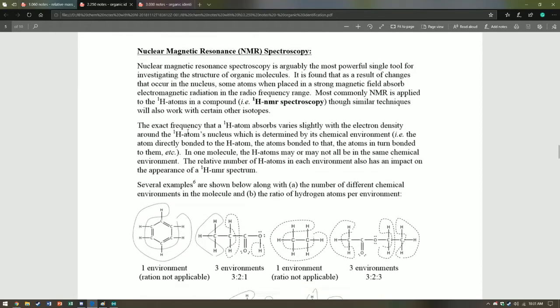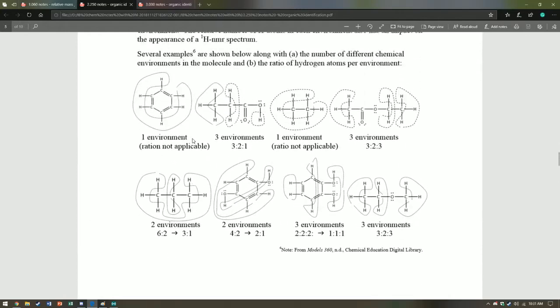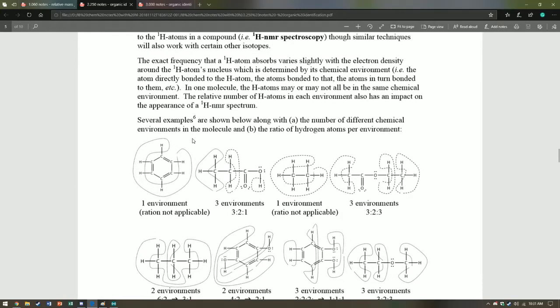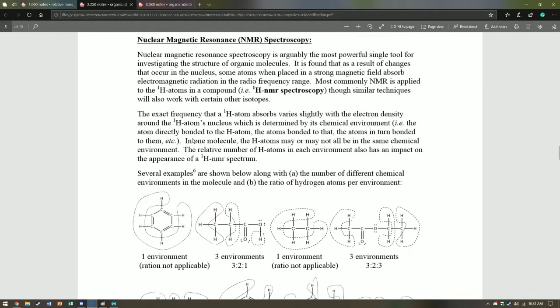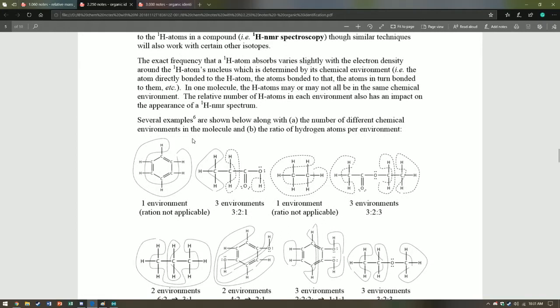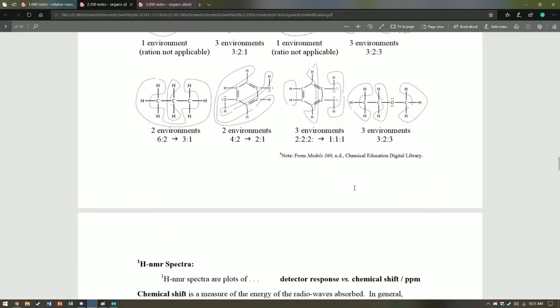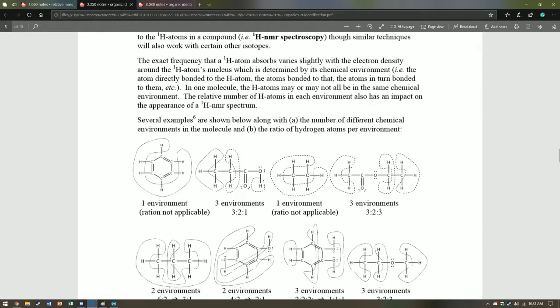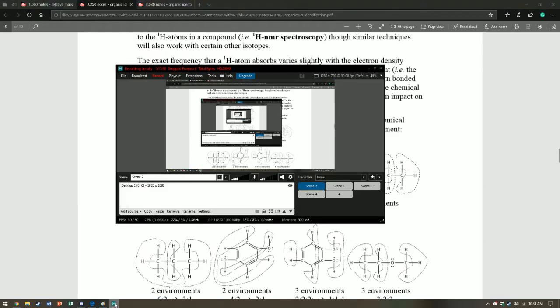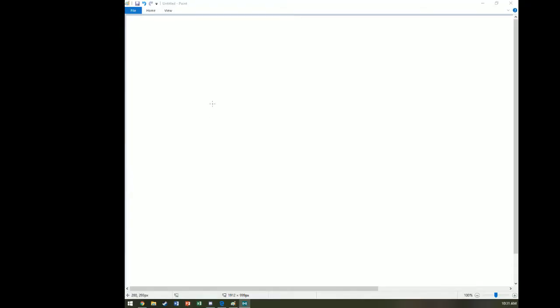It's hard to define exactly what a hydrogen environment is. However, you can more or less think of it as: what's a hydrogen bonded to, and then what's that bonded to, and what's that bonded to, and so on and so forth. So, for example, let's draw a random molecule. Let's say we had ethanol.